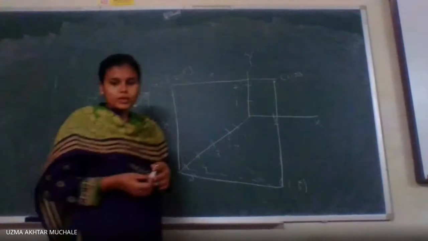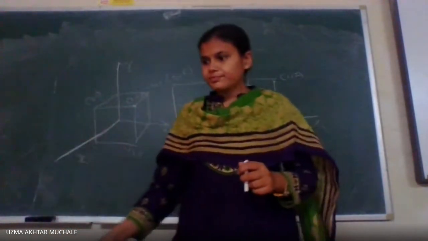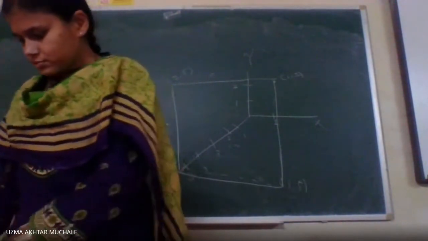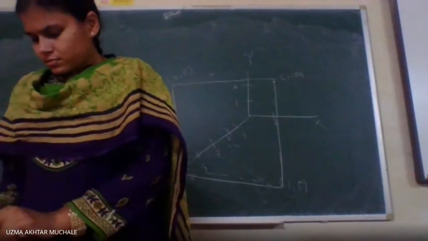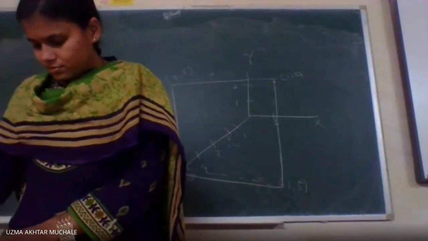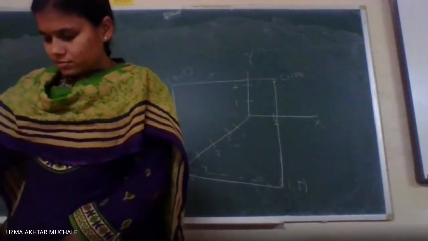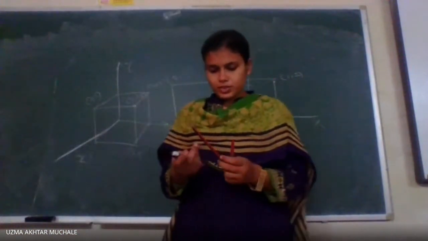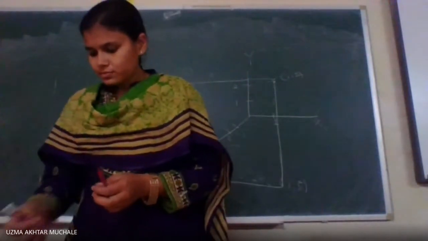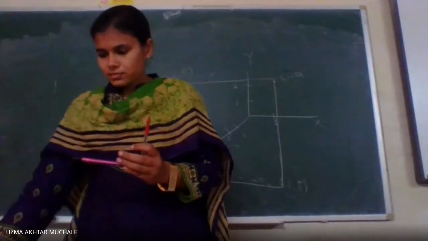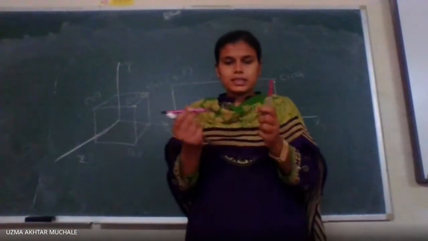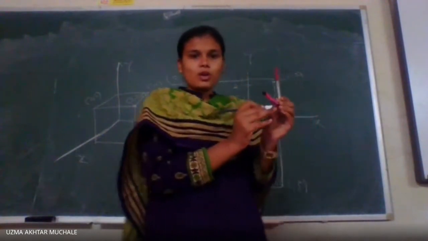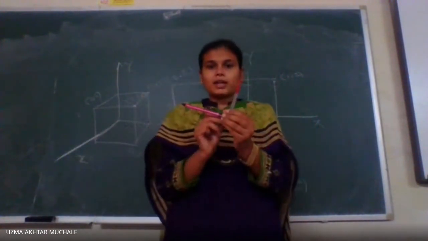What you have to do is, suppose, let me take this. Okay, let us assume that this is our x-axis, this is y, and somewhere here is the z-axis. All three are mutually perpendicular to each other, correct?